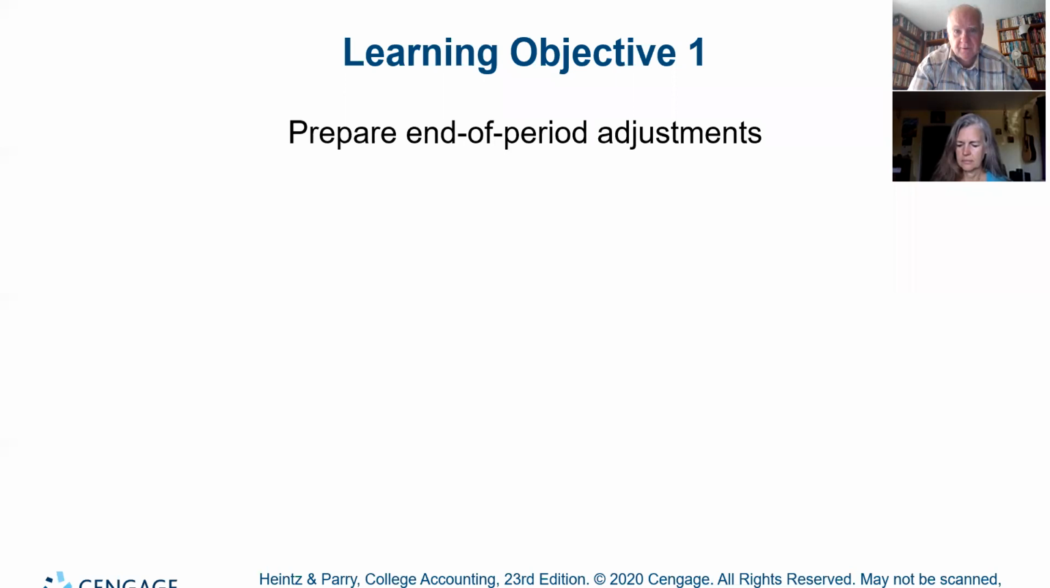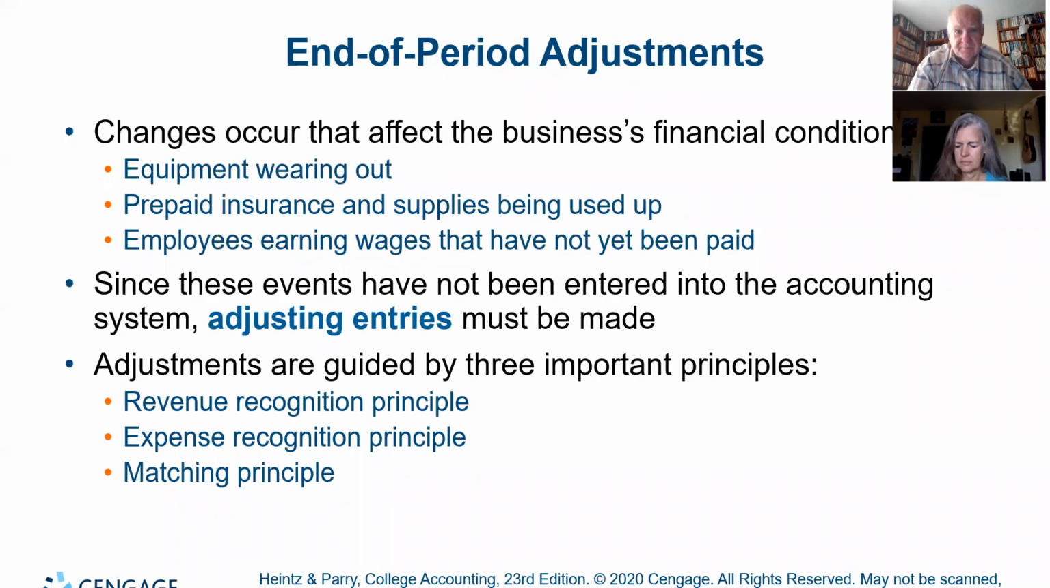And get you going here. Prepare end of period adjustments. One of the adjustments we're going to make is for equipment wearing out. We're going to write a journal entry for depreciation expense. You're going to learn we're going to debit depreciation expense and credit the contra account called accumulated depreciation. Remember the prepaid insurance and the supplies we've been putting into the balance sheet? The adjusting entry now says, how much of those did you actually use? And thus has to be recorded as an expense. So we're going to be using up those prepaids.